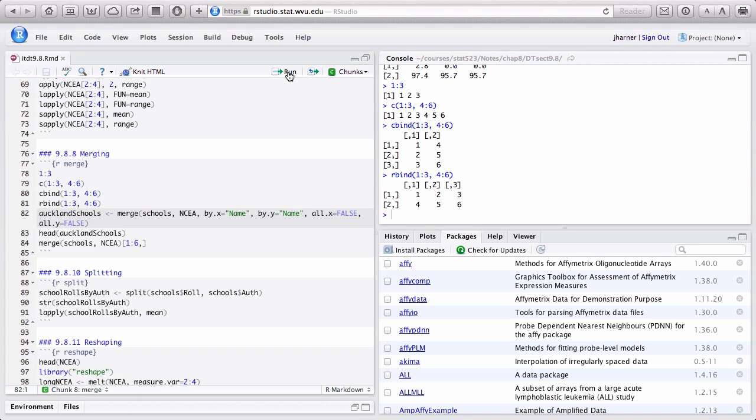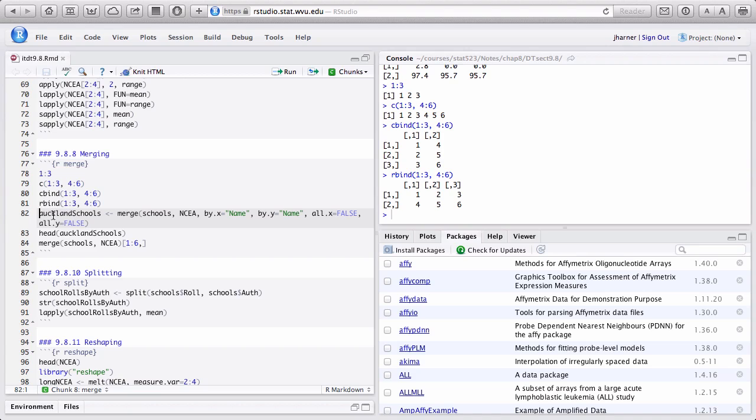But suppose I want to merge schools with NCEA where they have a common key. This is the kind of thing you do in relational databases. So what I want to do is merge schools with NCEA, and I have a by. In other words, I have X and Y. The X refers to the schools, and the Y refers to the NCEA. by.x equals name, and by.y is name. They both have something called name, and they're the same. So I'm going to merge the two data sets together. Now, the one data set is much bigger than the other, but it's sort of going to fill in. And so I have all.x equals false, and all.y equals false.